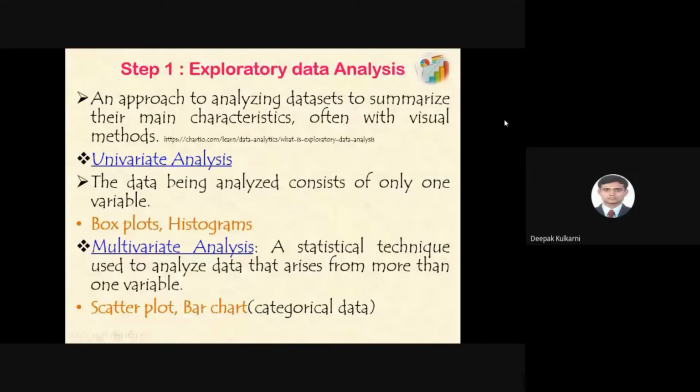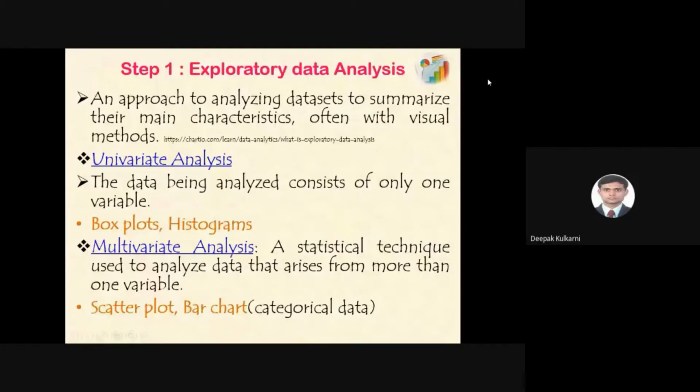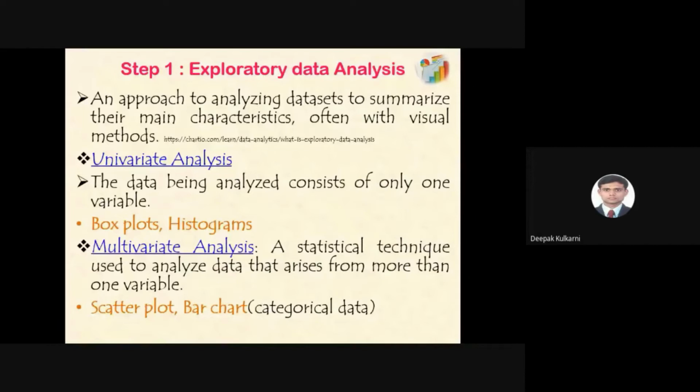There are two types of analysis. The first one is the univariate and the second one is the multivariate analysis. What is univariate analysis? It is an analysis in which the data we are analyzing consists of only one variable. The best examples are the box plot and the histograms, the graphical methods that are used.